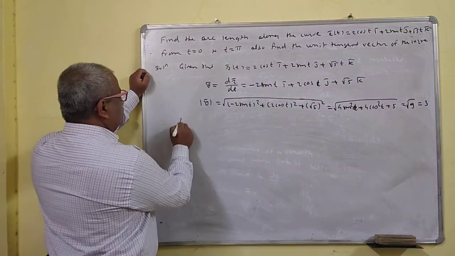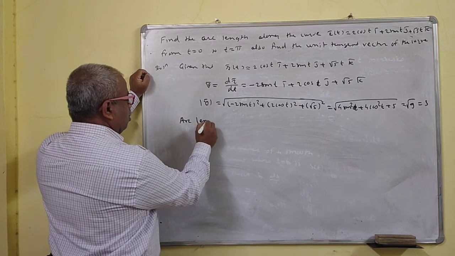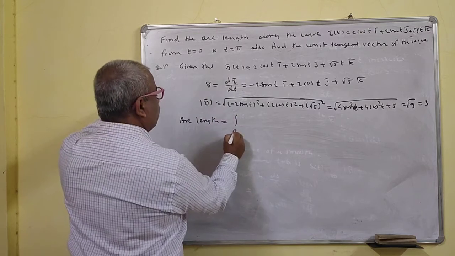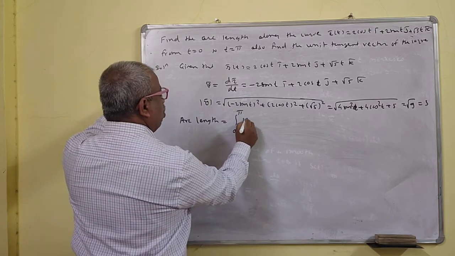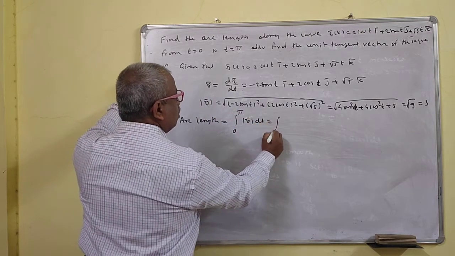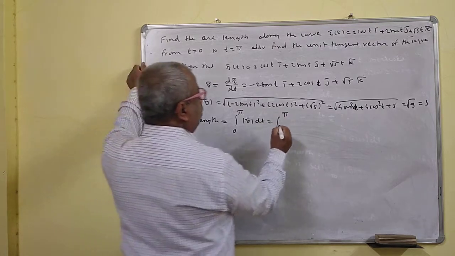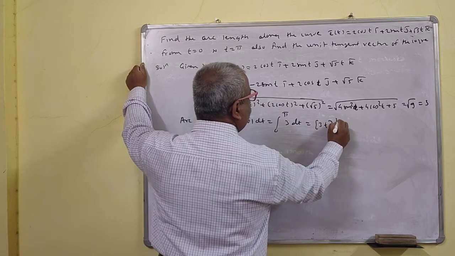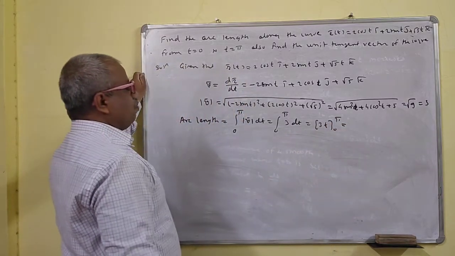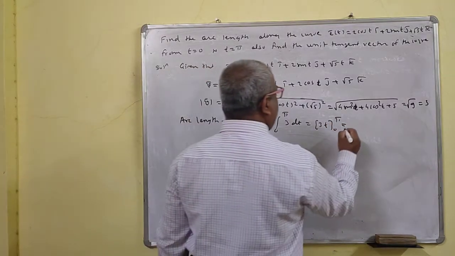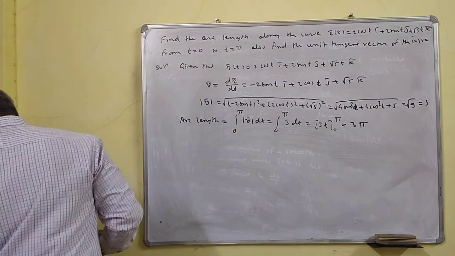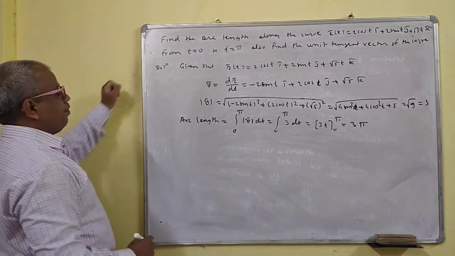So arc length is equal to the integration with limits 0 to pi of mod of v bar dt. So 0 to pi 3 dt. This is 3t from 0 to pi, which is 3 pi. So your arc length is 3 pi.